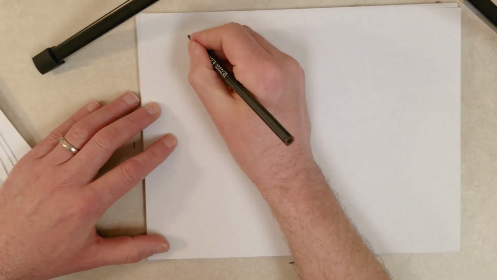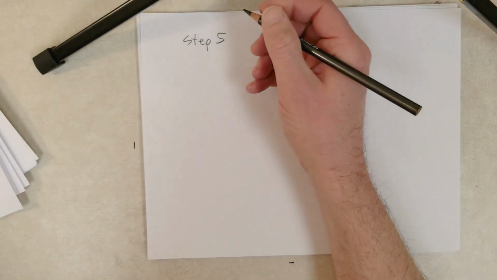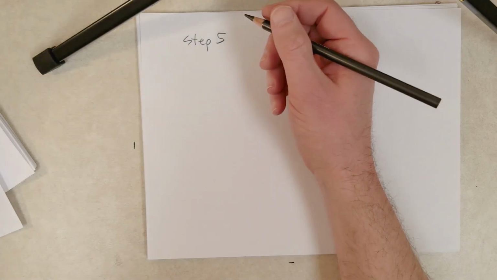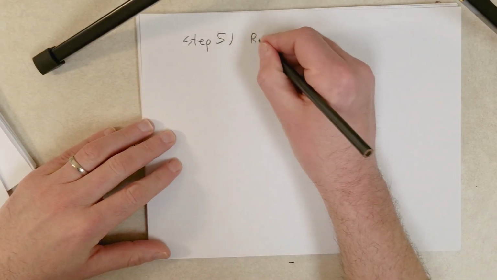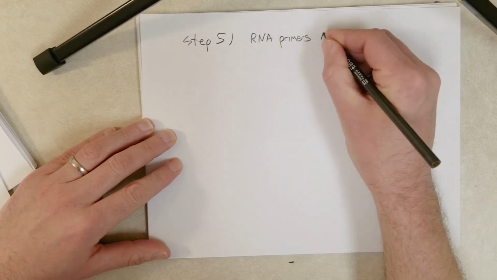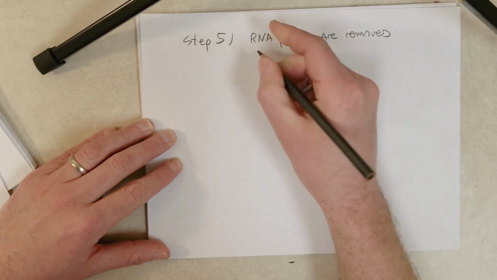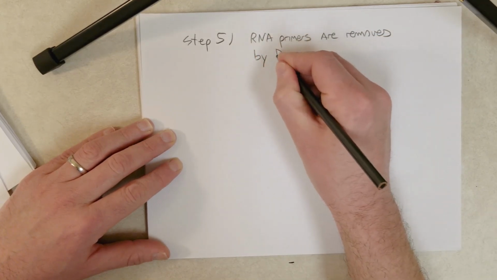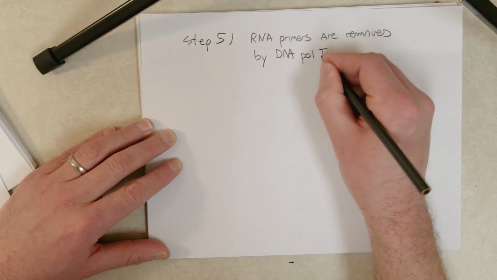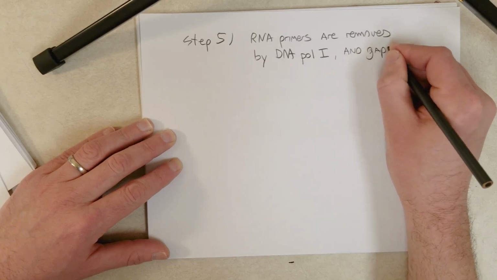Step 5: RNA primers are removed by DNA polymerase I, and gaps are filled.